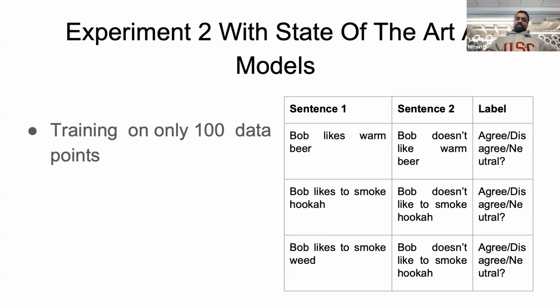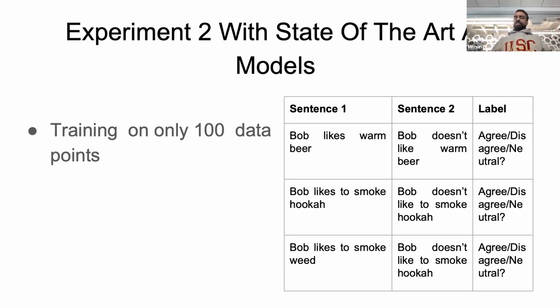To prove this, I took only 100 data points like this: Bob likes warm beer, Bob doesn't like warm beer, Bob likes to smoke hookah, Bob doesn't like to smoke hookah, with labels agree, disagree, neutral. I provided all the right labels, and I trained, from scratch, two state-of-the-art AI models.